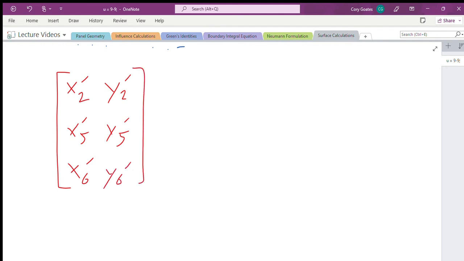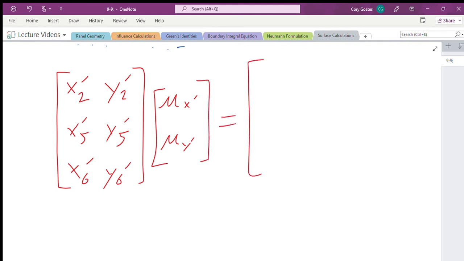And that's multiplied by our derivative terms, so mu x prime, mu y prime, is equal to mu 2 minus mu 1, mu 5 minus mu 1, mu 6 minus mu 1.